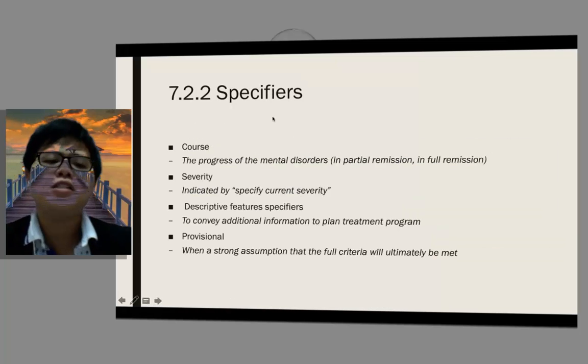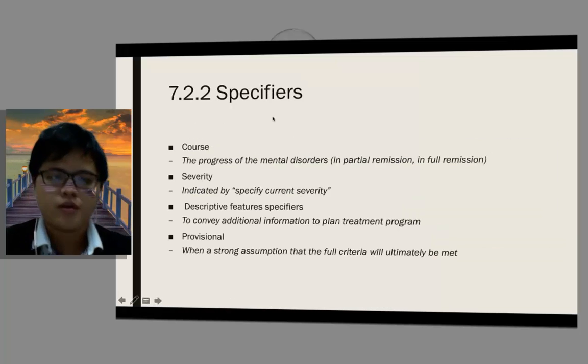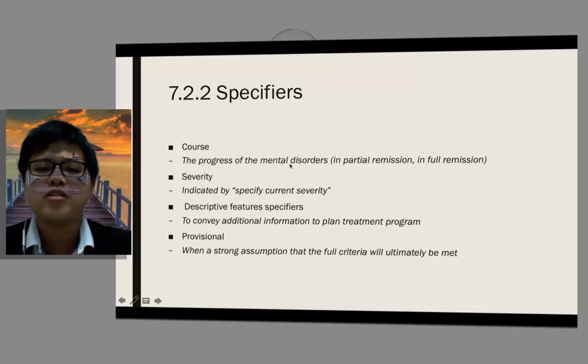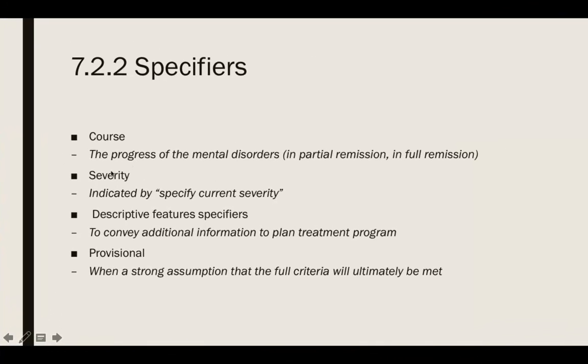For the specifiers, there are four major types. The course of the mental disorder, for example, in partial remission or in full remission. Severity, indicated by "specify current severity." Descriptive feature specifiers, which convey additional information to plan further treatment. And also the provisional specifier, which is given when there is a strong assumption that the full criteria will ultimately be met, if the client currently does not present the full criteria of a particular disorder.